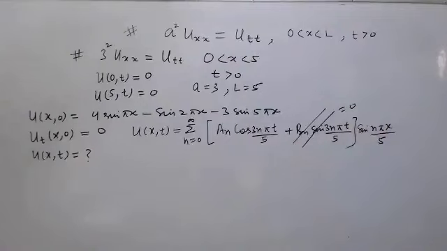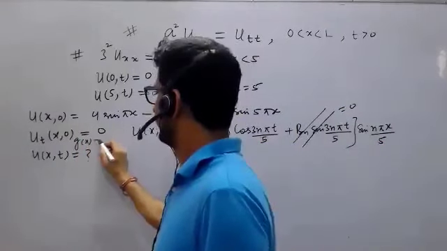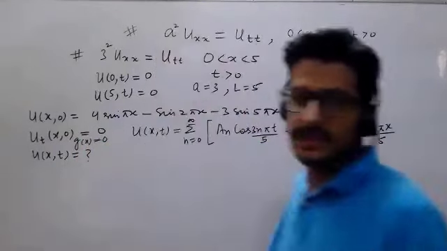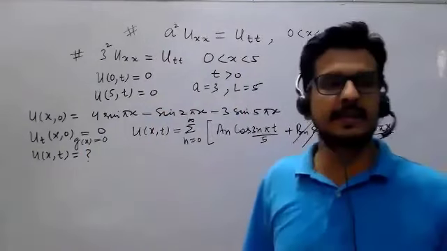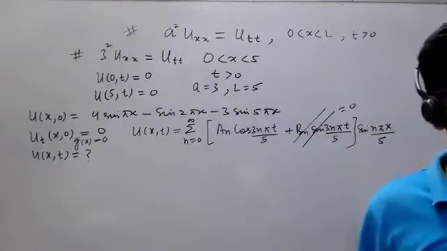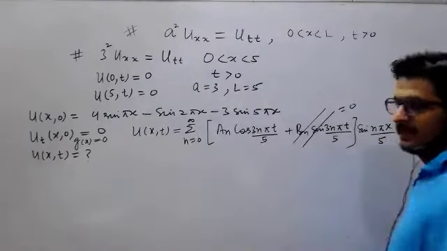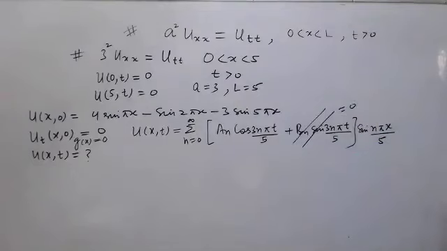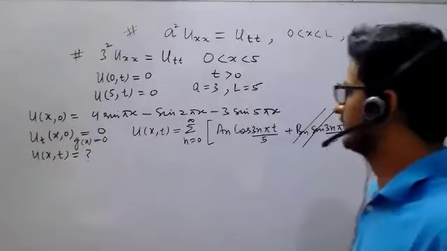Because this is gx and the value of gx is 0. So bn is calculated using gx. You can see, I have told you how to calculate it. So according to that, the value of bn will become 0, and I will use this condition. Let me use this condition.